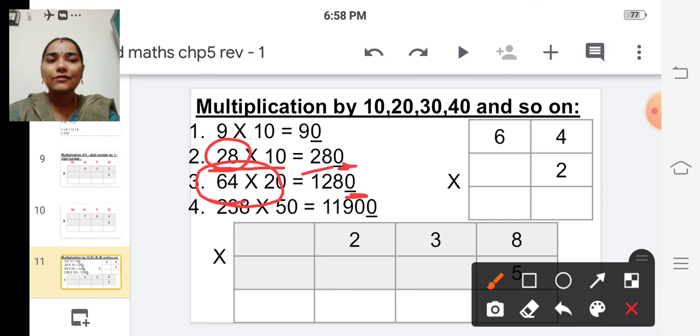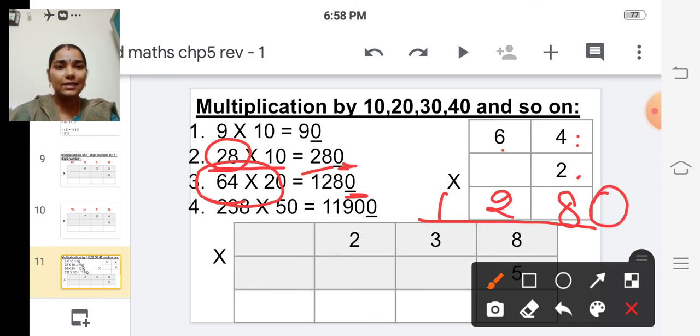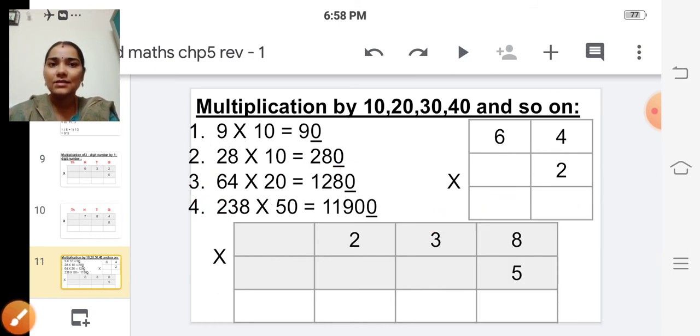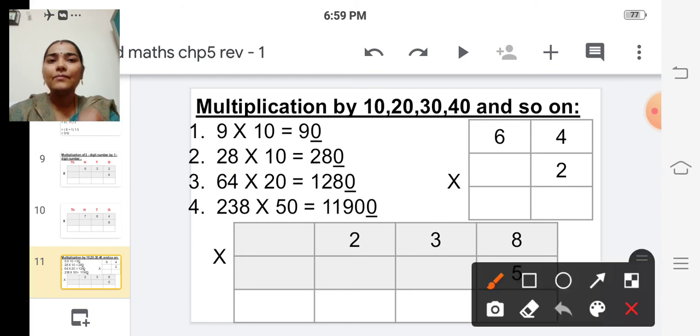Okay, so 64, see 64 into 2. Multiply 4 2s are 8 and 6 2s are 12, isn't it? 6 2s are 12. So we have to write this number and we have to put 0 at the end. Okay. So we have to multiply the remaining numbers and write the answer and we have to put 0 at the end. Okay. Is it clear? See the next example.